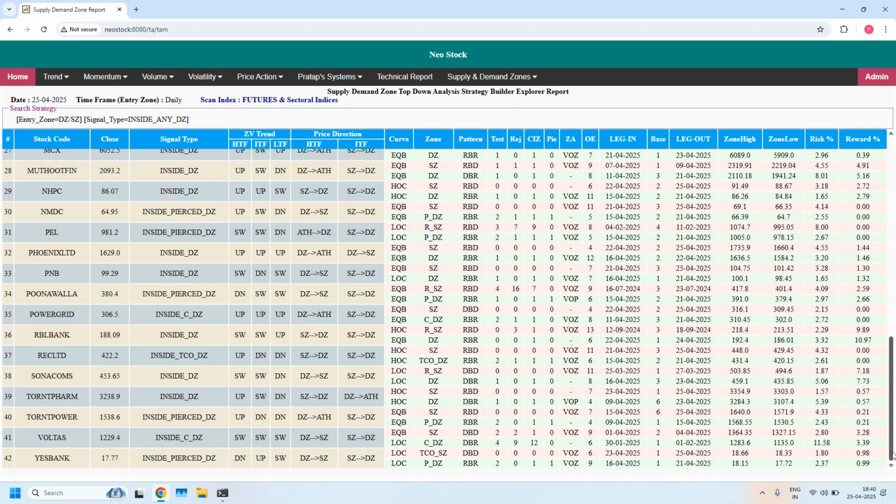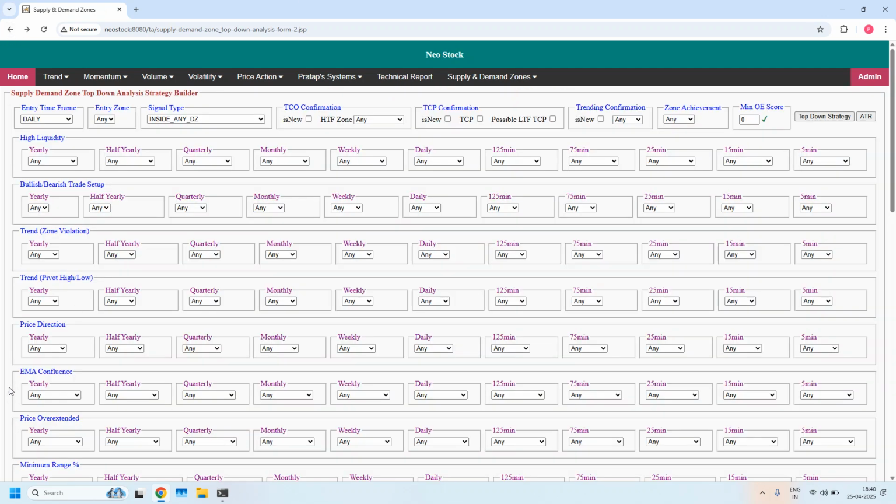So total 42 stocks are filtered. We can further filter this list based on daily demand zones having daily EMA confluence. I'm going back to the EMA confluence at the daily time frame. I'm selecting the filter: daily demand zone having daily EMA confluence.